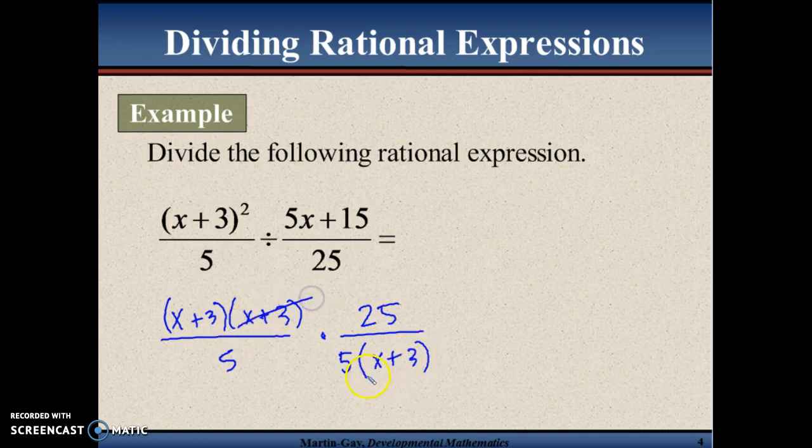So one of my x plus 3's cancel, not both of them, because there's only one on the bottom, as well as 25 on top and 5 times 5 on the bottom are all going to cancel. So I'm left with just x plus 3, or x plus 3 over 1, which I don't have to write if it's over 1.